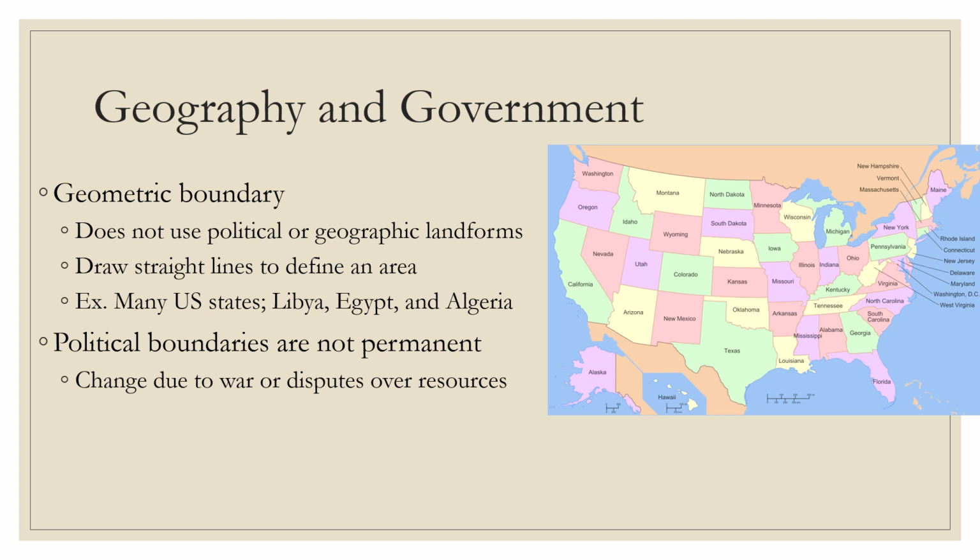Boundaries can change over time, especially these geometric ones, because it's just the government, a group of people that are like, yeah, those look good for boundaries. So they can change. If there's a war or if they're fighting over resources, they might move those lines to reflect the change in politics.